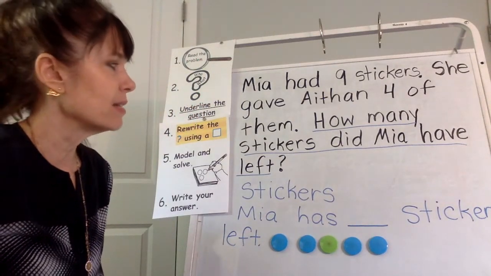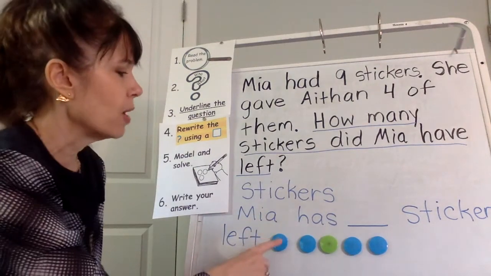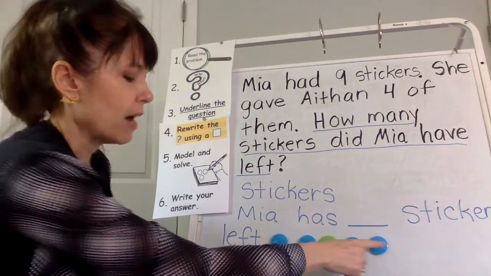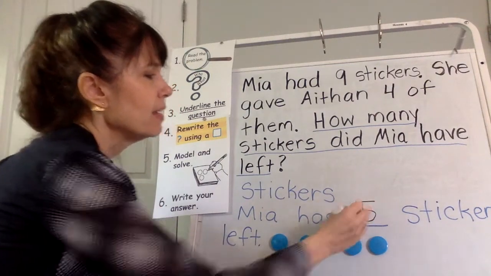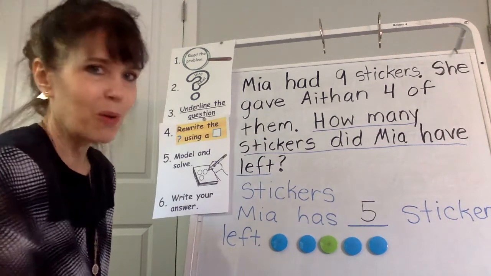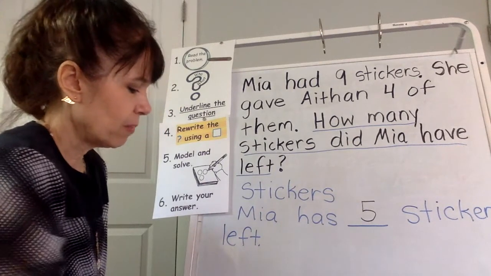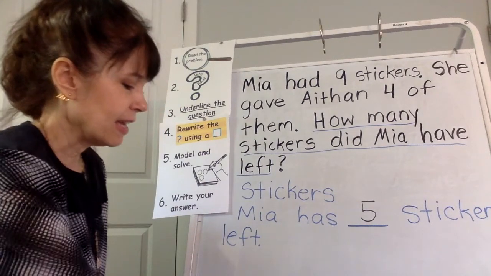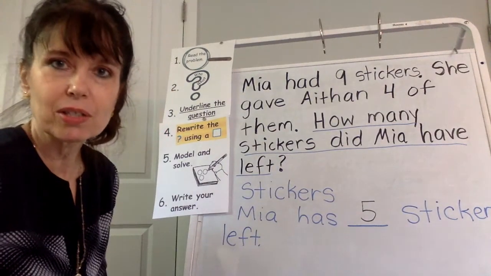How many stickers did Mia have left? Well, here are the stickers that she had left, and I can count them. 1, 2, 3, 4, 5. She had 5 stickers left. I'm going to go ahead and fill that in. And that is one way to solve the problem. But there are more ways, so I'm going to go ahead and take these out of the way, put them over here. And another way we can solve the problem is to draw pictures.